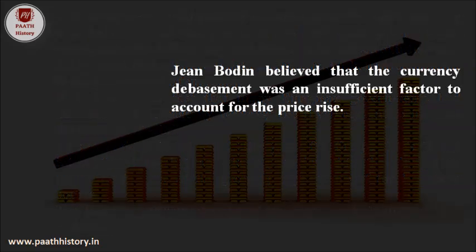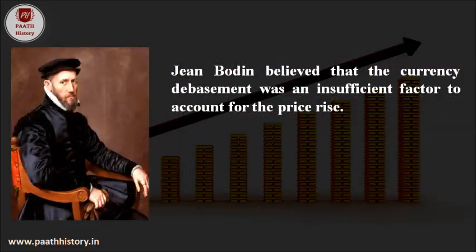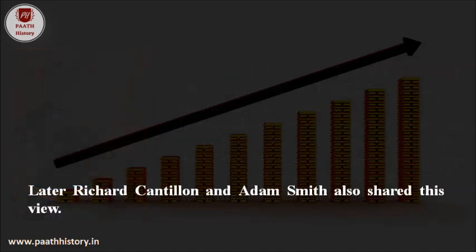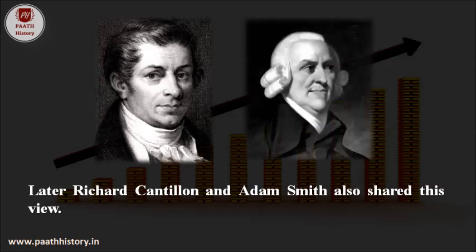Jean Bodin believed that the currency debasement was an insufficient factor to account for the price rise. He argued that as the rise in food prices was out of all proportion to the extent by which the monies of account had been depreciated, the real reason could only be the influx of American silver. Later, Richard Cantillon and Adam Smith also shared this view.